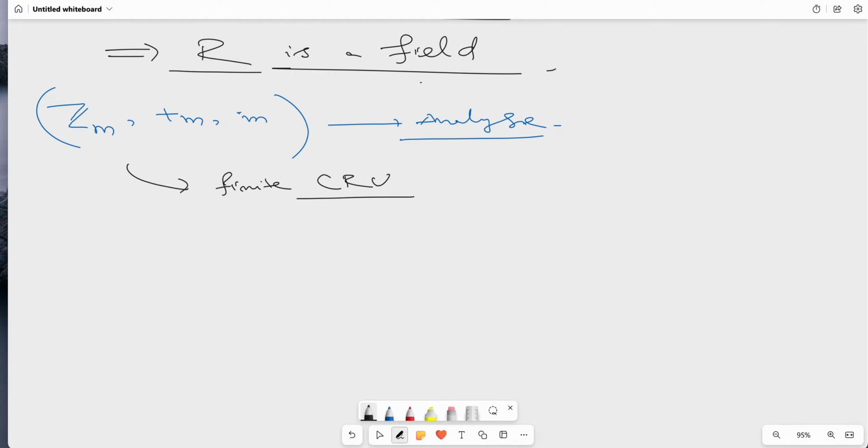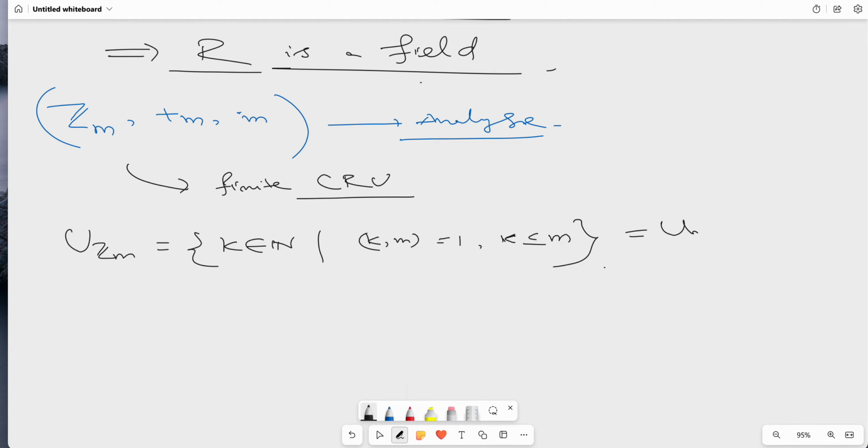What are the units? Units of Zm. I am saying that this is all those natural numbers k such that the GCD of k comma m is 1 and k is less than or equal to m. Suppose this is called Um. Why these units are only all those natural numbers such that the GCD with m is 1? Why this is so? I will show.